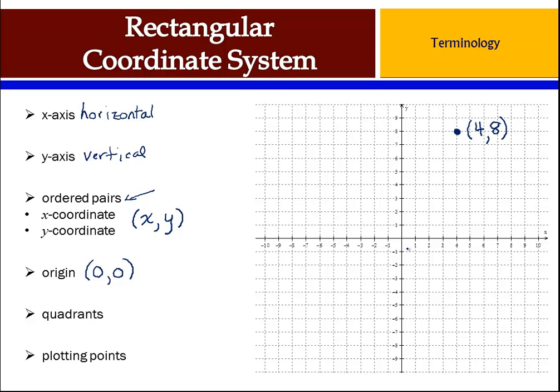Now that is different from (8, 4). The ordered pair (8, 4), while still located in the first quadrant, is at a different place because the first coordinate is the x-coordinate and it's 8, and the second coordinate is the y-coordinate and it's 4. So you can see why the order of these values does matter, because the position will be different depending on the coordinates that are given.